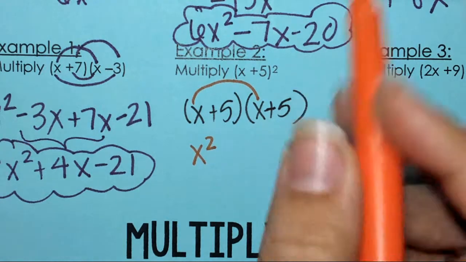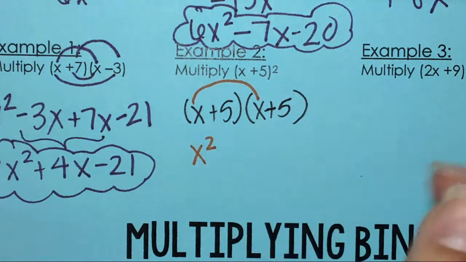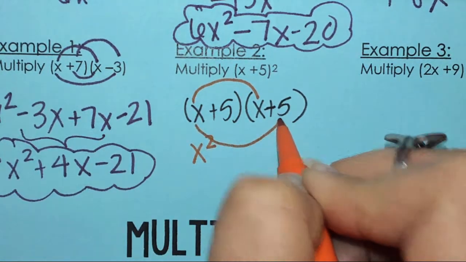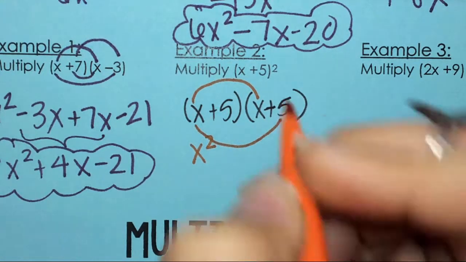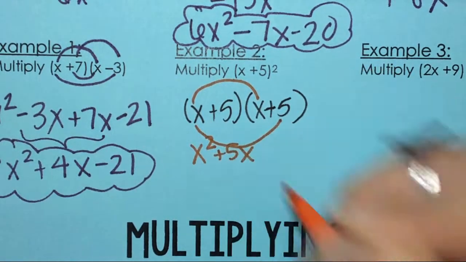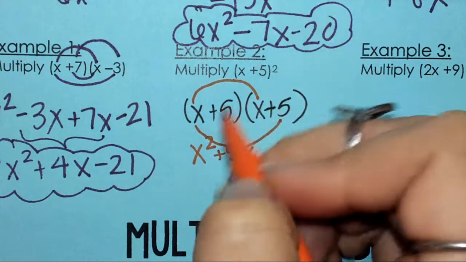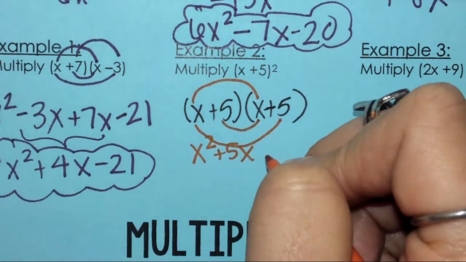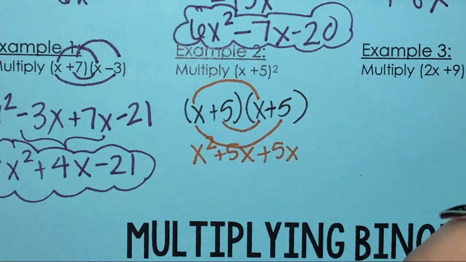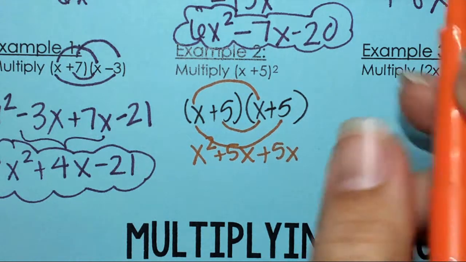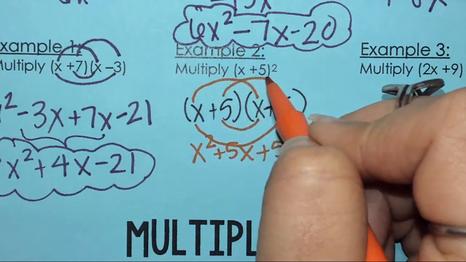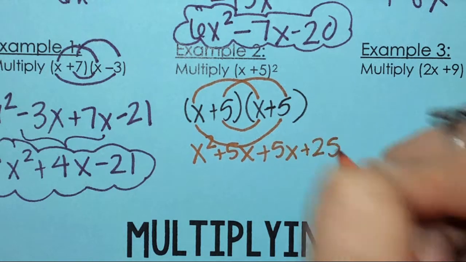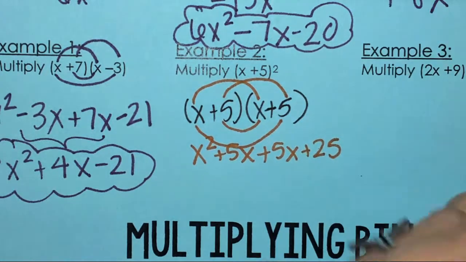Alright, now we're going to multiply our outer terms together. We're going to draw the mouth. So what are the outer terms? X and 5. Good, take a point. And what is x times 5? Plus 5x. And the same thing. And then we're going to multiply our inner terms together. What is 5 times x? Plus 5x. And then we're going to multiply our last terms together, which is our other eyebrow, and we get plus 25.